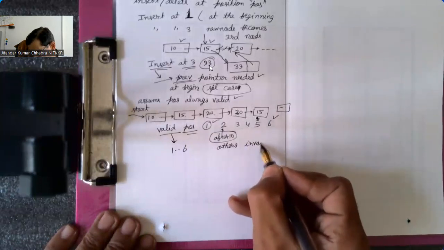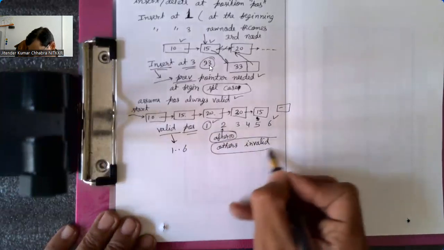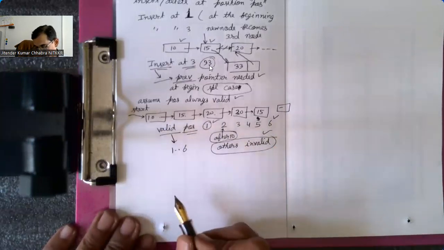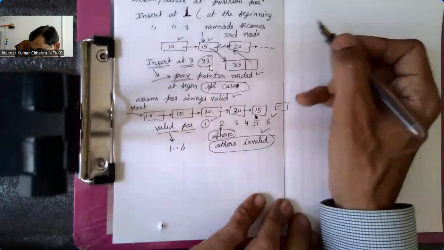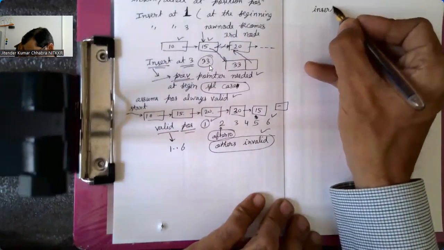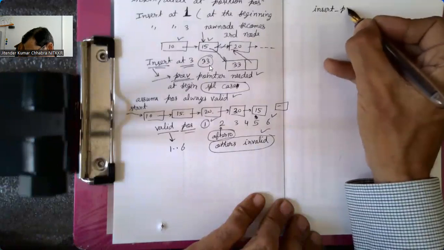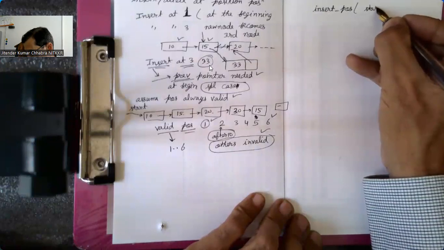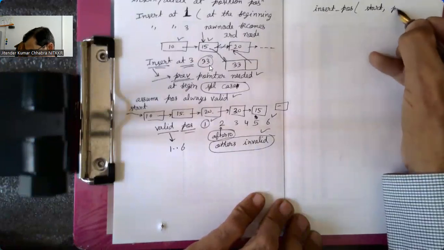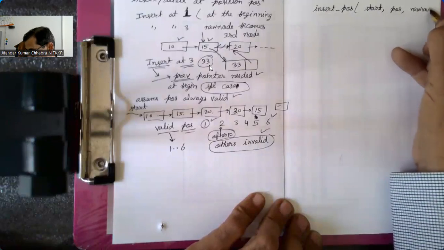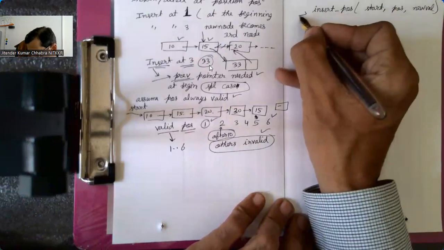So for the time being, I assume invalid I am not handling. Then I want to handle this logic. And this needs to be a function. So I will make insert at position, some POS. So of course your start will be supplied, your POS will be supplied, and the new value which you want to be inserted, that also will be supplied.